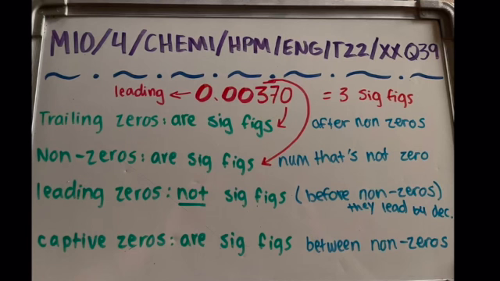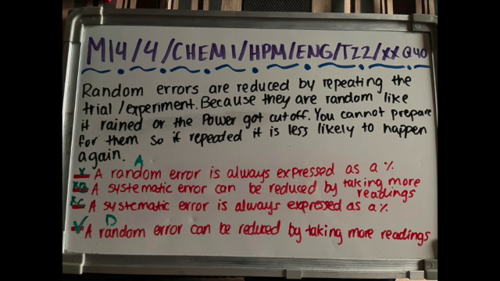As for the second question, it was asking which statement about the errors is correct. So before we start, I just wanted to state that random errors can be reduced by repeating the trial. Because there are random errors, you don't prepare for random errors, they just come naturally, and you can't limit them. For example, if the power got cut off while you're doing an experiment where light is your independent variable, light will be affected and your results will change.